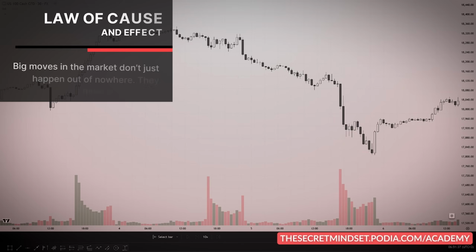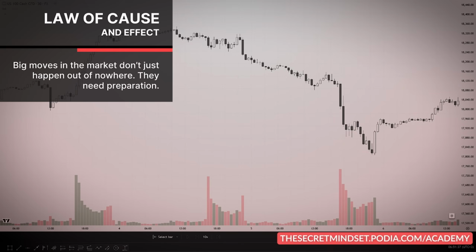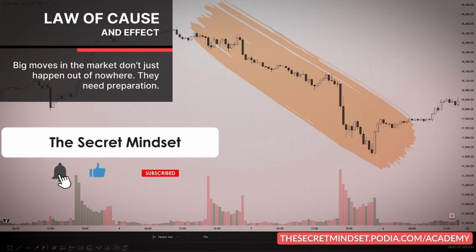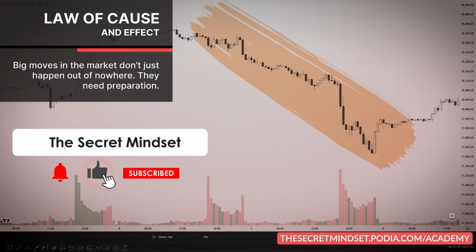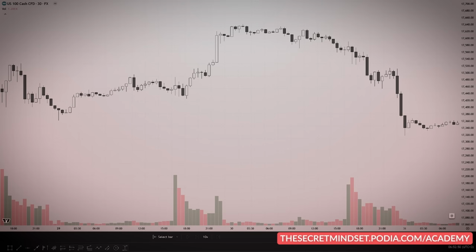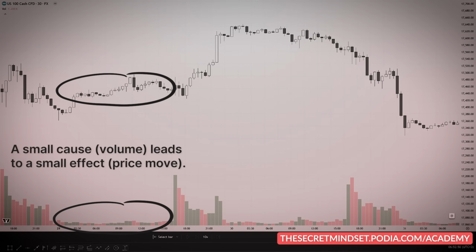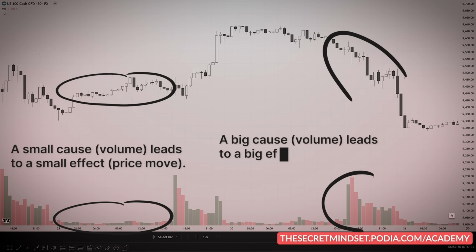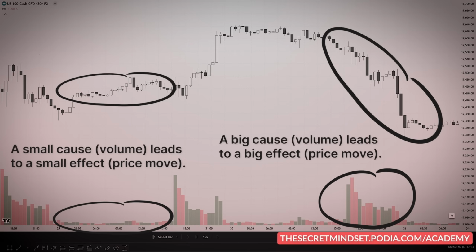The law of cause and effect tells us that big moves in the market don't just happen out of nowhere. They need preparation. It's like a rocket launch. Before a rocket can take off, it needs a lot of fuel. In the market, that fuel is buying or selling pressure building up over time. The size of the cause determines the size of the effect. A small cause leads to a small move. A big cause can lead to a big move.